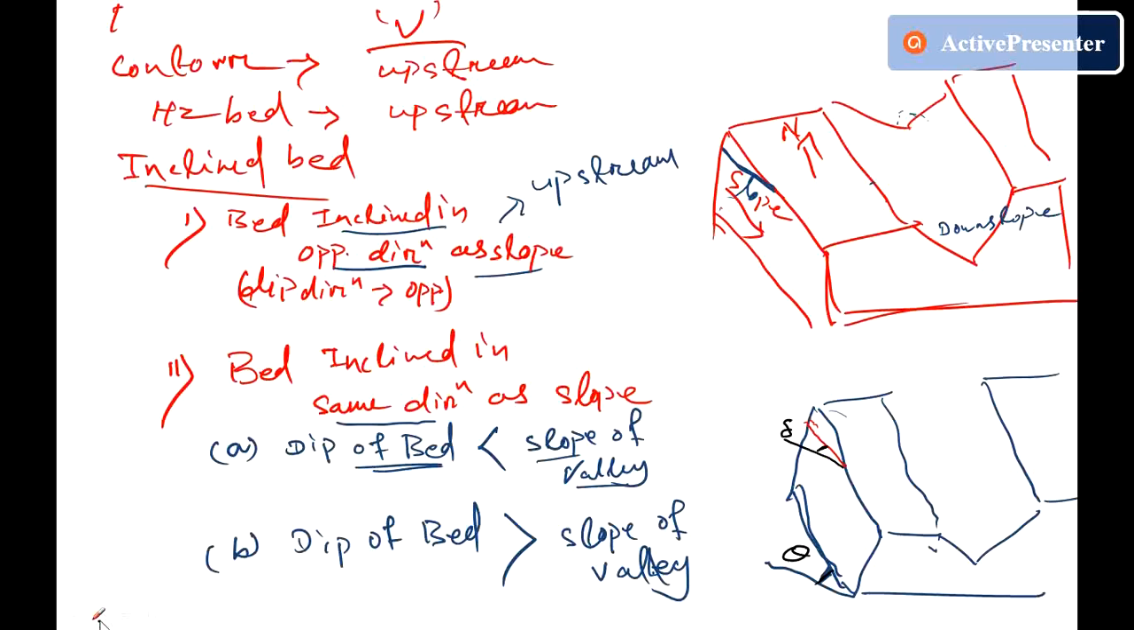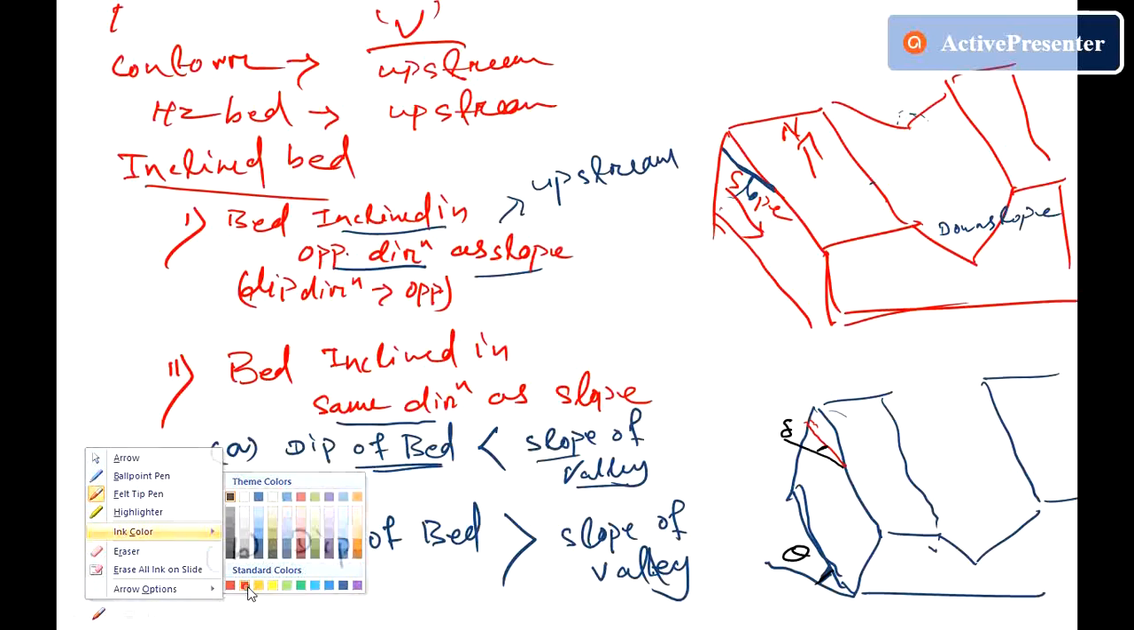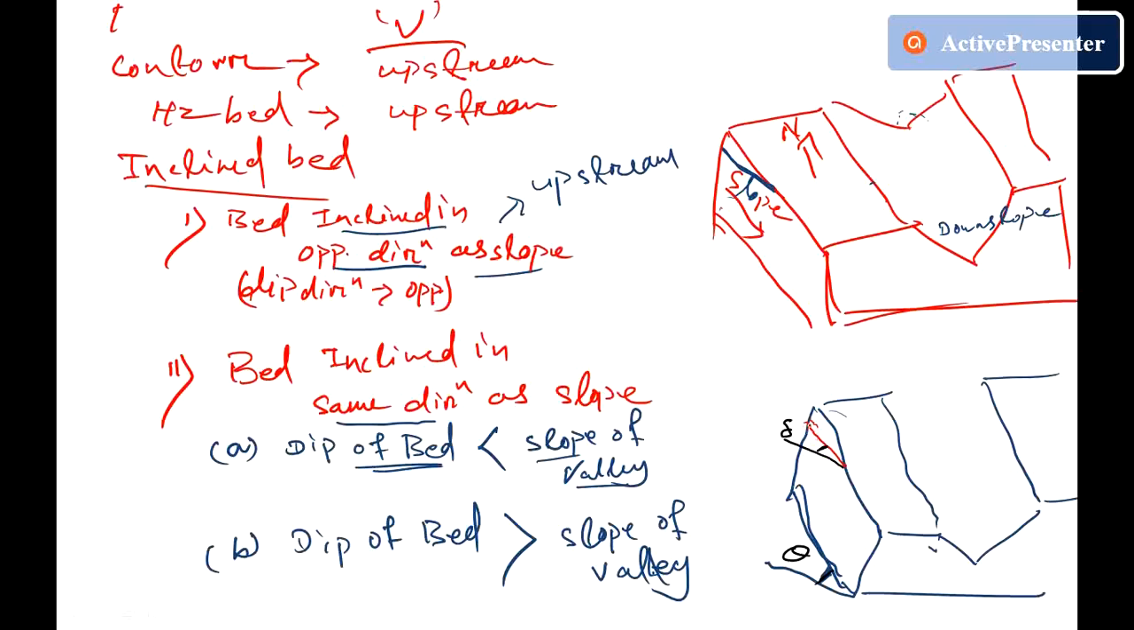Now if you want to find the outcrop of this bed, it will go straight here and here. This is the V. The outcrop of this bed is in the north direction. The deeper parts are in the north direction. If you go towards south, you cannot find that bed.